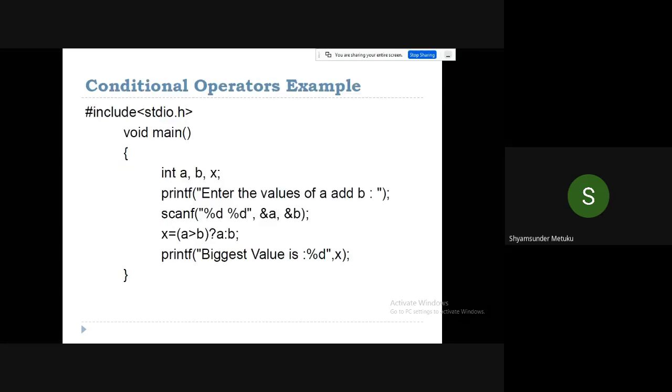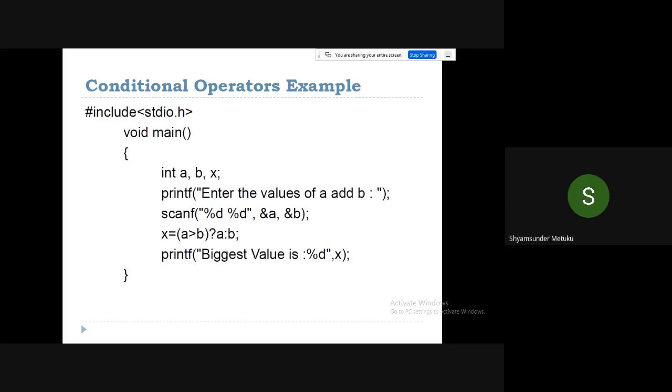So let me explain. Again, I have 3 variables here, a, b, and x. Then I'm entering the value of a is equal to 5 and b is equal to 10. Now here expression 1 is the x value. x is equal to, I have two different expressions here. One expression is a greater than b. The other expression is a colon b. Now you can see here, it is something like, first expression 1 will be verified, is it true or false?